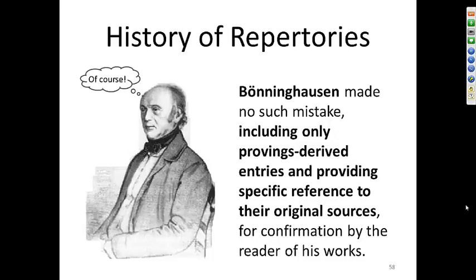Bönninghausen, on the other hand, made no mistakes. He included only the provings, derived entries, and provided specific reference to their original sources. Now, some of you, when you look at the Therapeutic Pocketbook Repertory, may say, well, I don't see any references to the original sources. That's because those original source references are in the SRA, the Systematic Alphabetical Repertory of Antipsoric Medicines, and the SRN, the Systematic Alphabetical Repertory of Non-Antipsoric Medicines, and the TFR, which is the combination of those two. In those repertories, you will see all of the original references to the original source material.